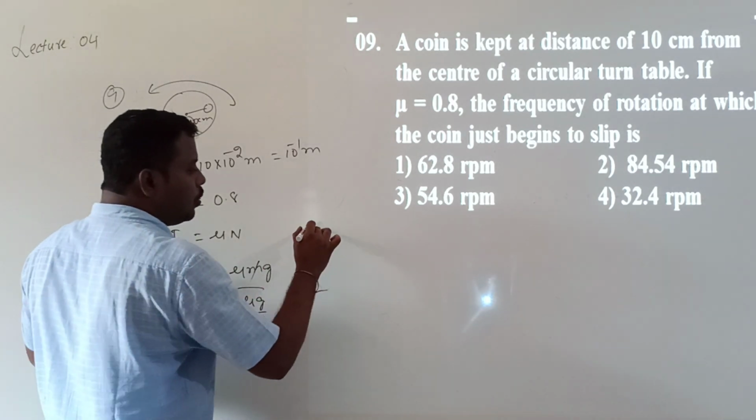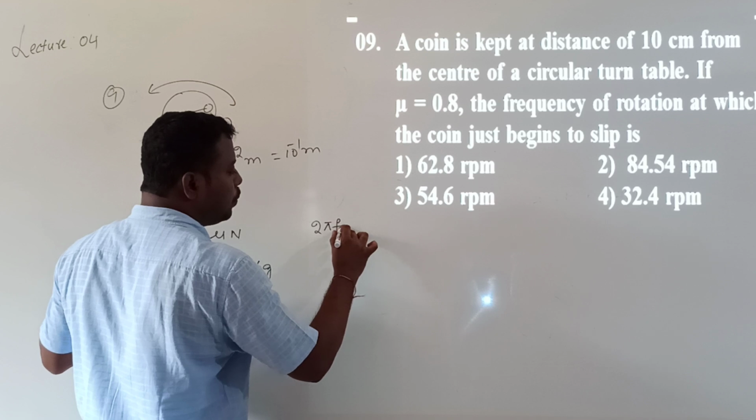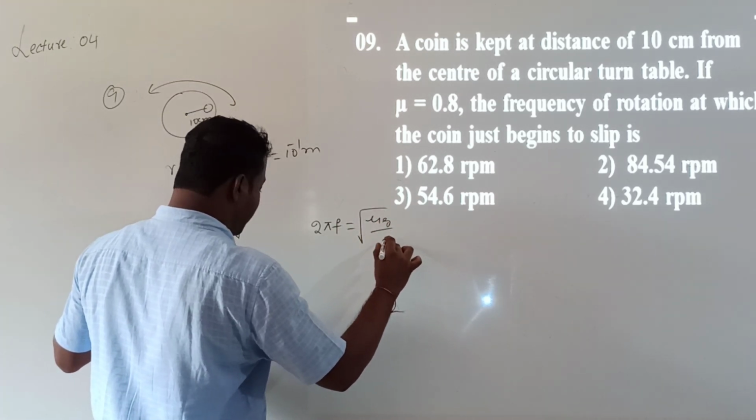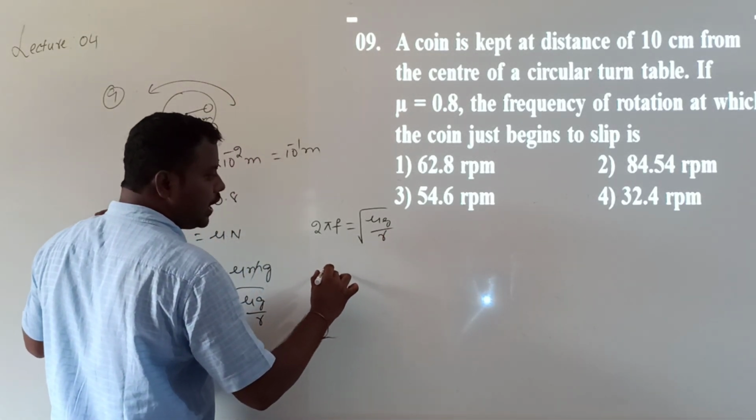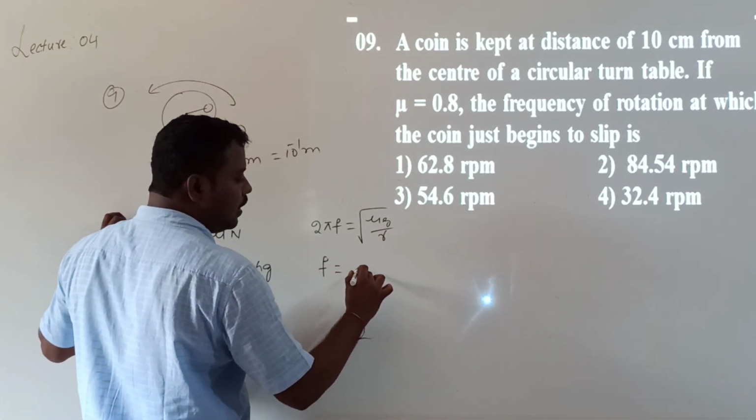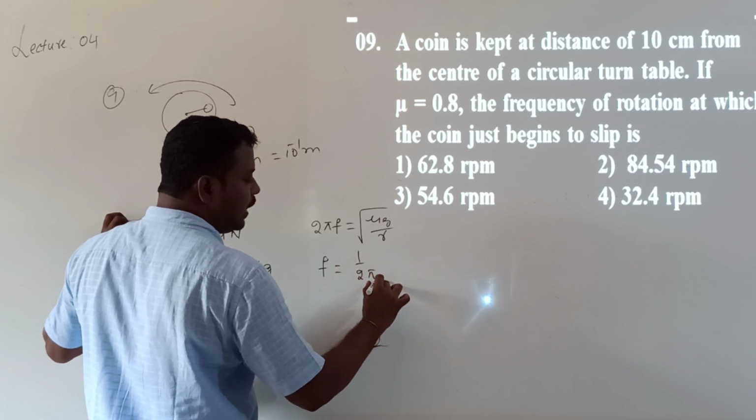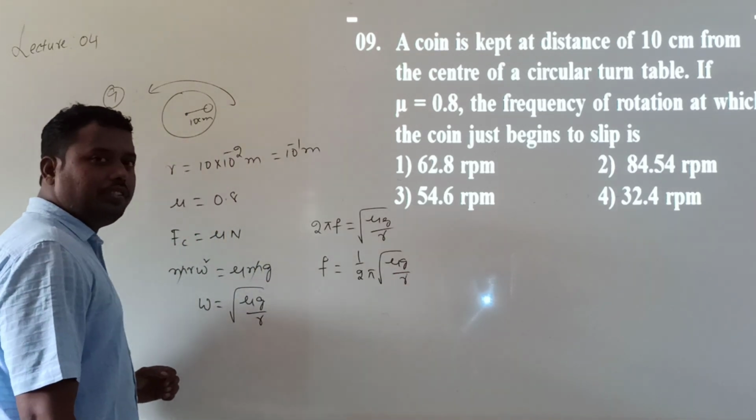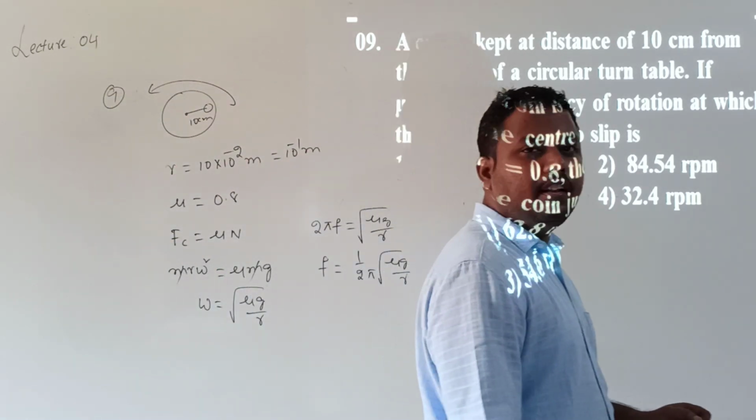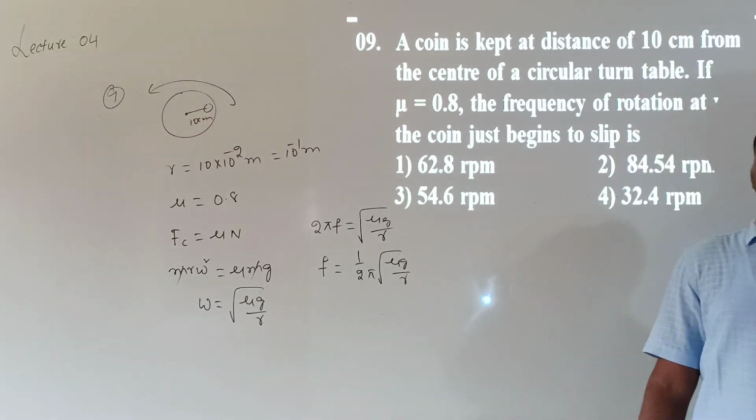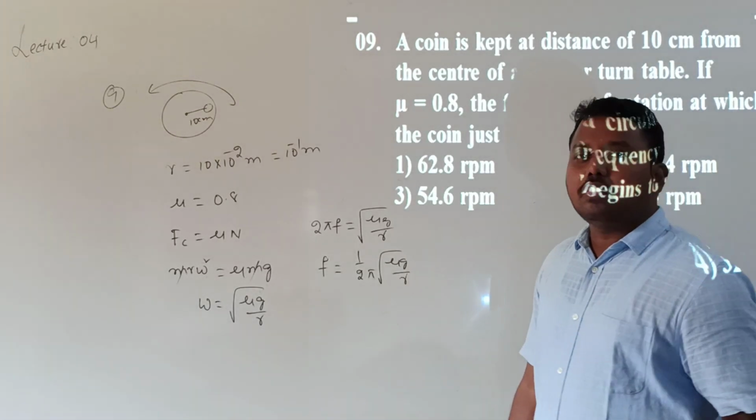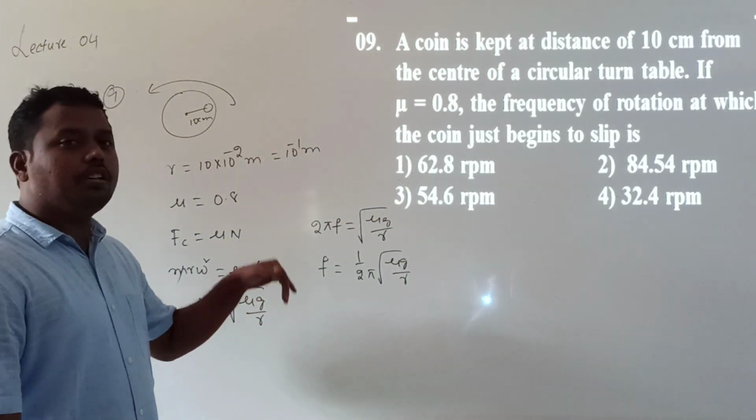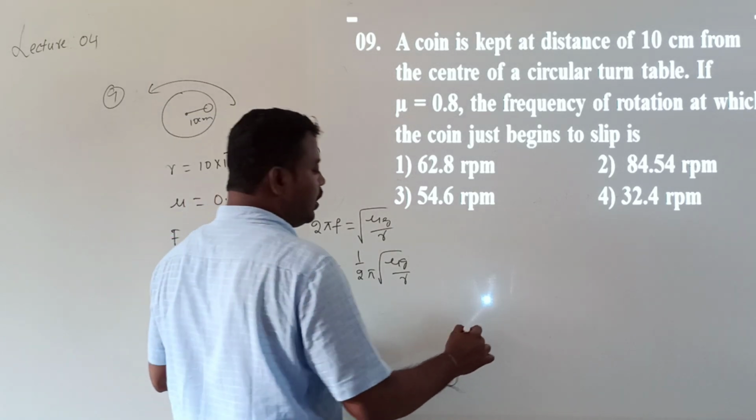Correct? Then omega is equal to 2 pi f. So 2 pi f is equal to root over mu g by r. Then f is equal to 1 by 2 pi into root over mu g by r. What is frequency? The number of rotations completed in 1 second. The unit of frequency is hertz. It can also be RPS, revolutions per second. Another unit I will discuss later.